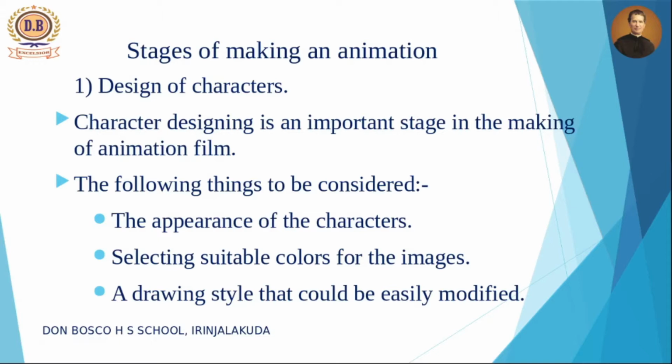The appearance of the characters, and we have to select suitable colors for the image. We have to make some images, so for those images, we can select suitable colors. And the third thing to be considered is a drawing style that could be easily modified. So these are the three main things to be considered while designing the characters. So this is the first and foremost stage in making animation. We have to design some characters.